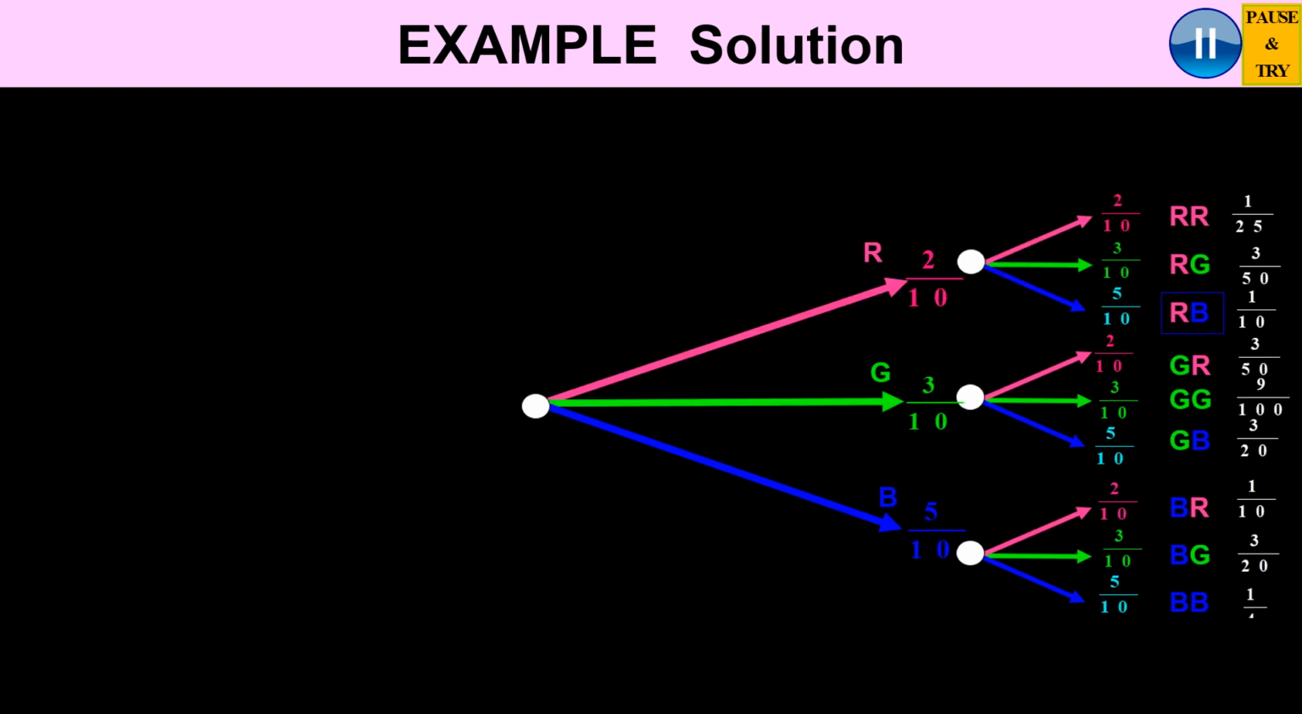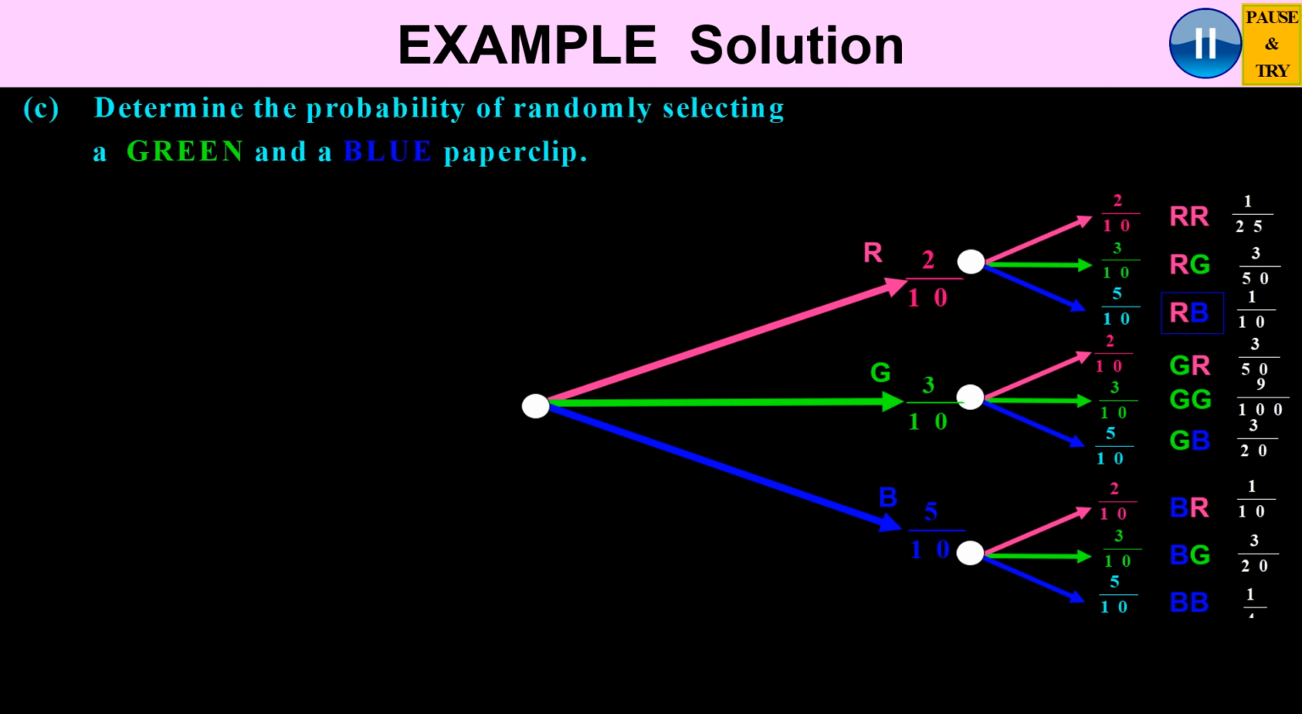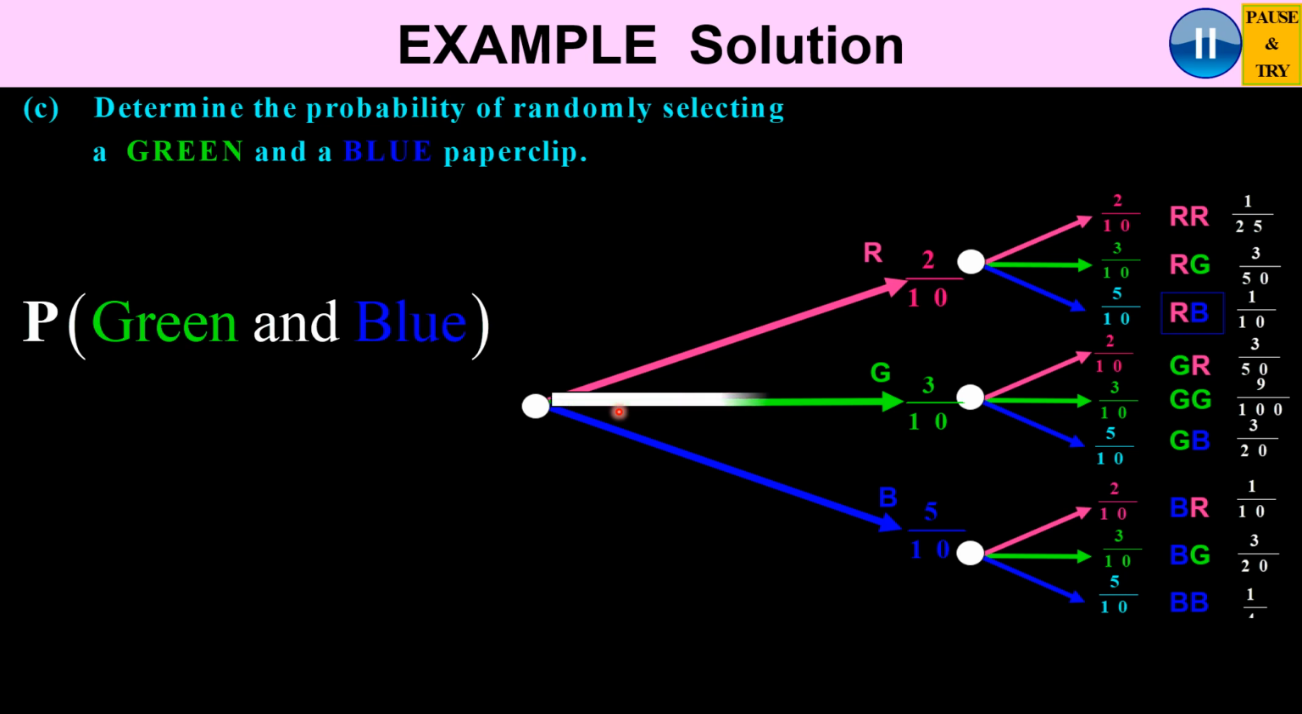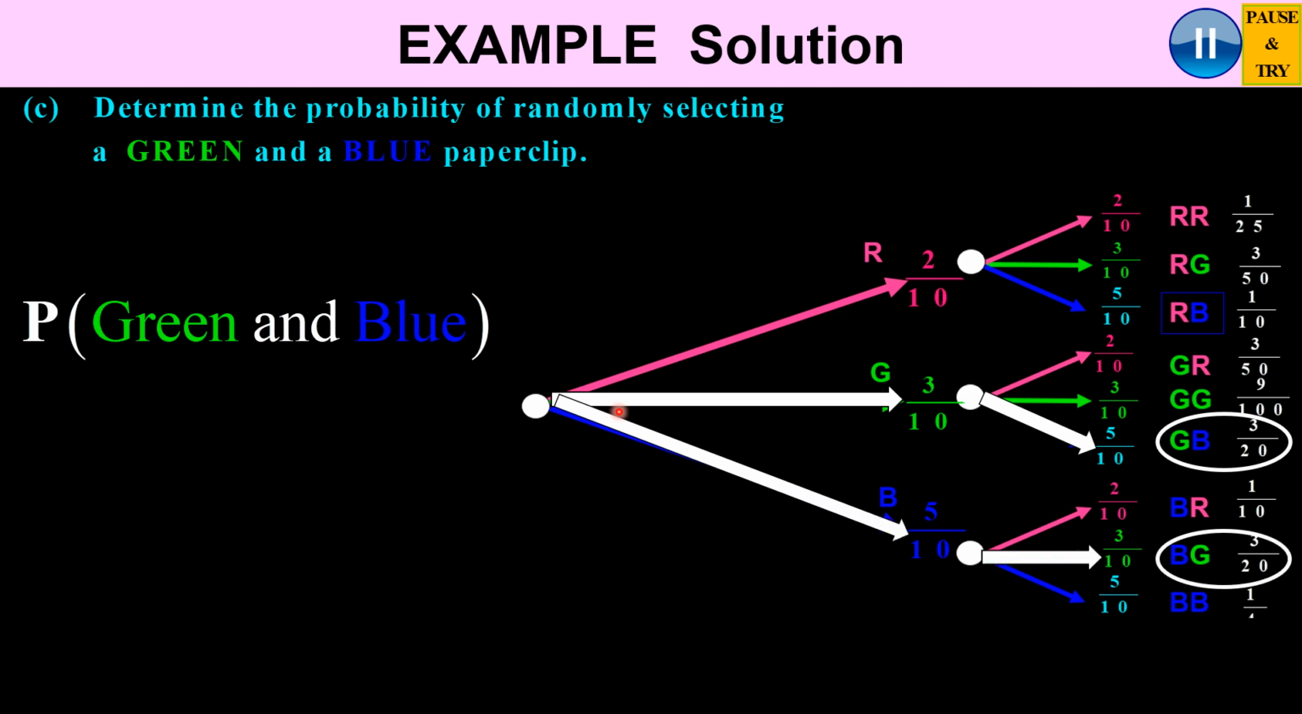Now let's look at another question here where we can use this tree diagram. Determine the probability of randomly selecting a green and a blue. So I have to follow where do I have a green paperclip and a blue paperclip. So let's do that. Green and blue. Let's follow that. You see there's green and there's blue. Okay, that's a green and a blue. Where else do you see a green and a blue? There's a blue and then a green. You see there's another one. So there are 2 here.